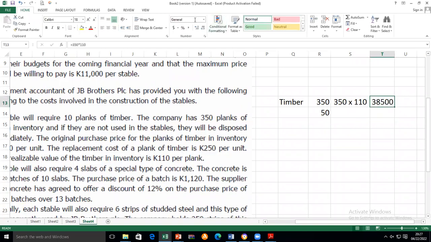What do we call this figure? Opportunity cost. So the explanation we're going to put here is that this is the opportunity cost that we are going to incur. We could have sold and raised this amount.